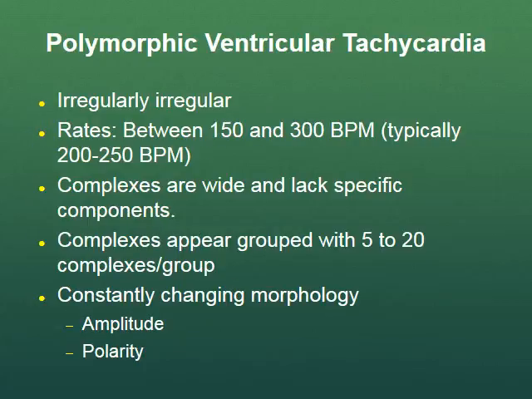Polymorphic VTach is a little bit different story. It's going to be irregularly irregular. It's anywhere from 150 to 300 beats a minute. The complexes are wide and bizarre, and they lack specific components. You can't really distinguish the QRS complex. The complexes appear grouped with 5 to 20 complexes per group, and the amplitude and polarity is changing.